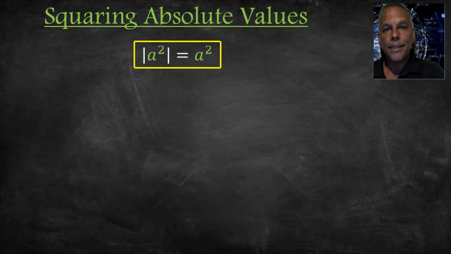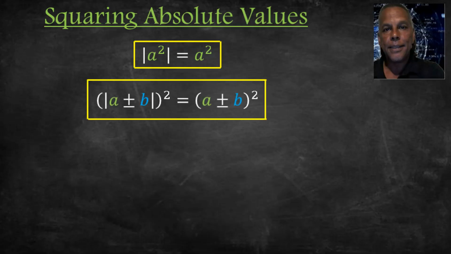What happens when we square a mod? The mod of a plus or minus b all squared equals a plus or minus b all squared. In other words, when we square a mod, we can drop the mod. It has no effect. We can use this principle to solve equations and inequalities that involve mods.